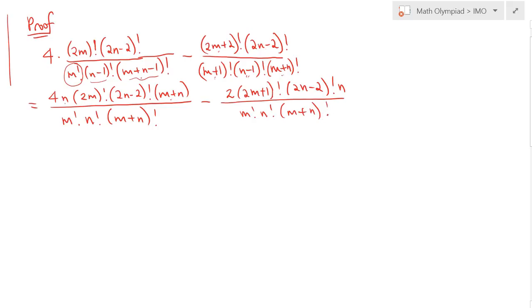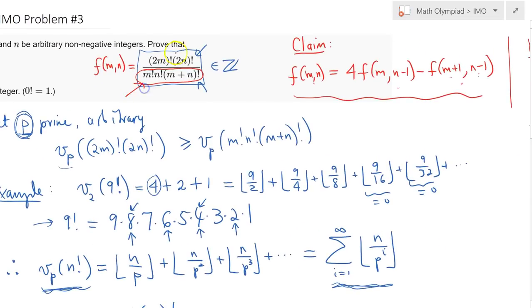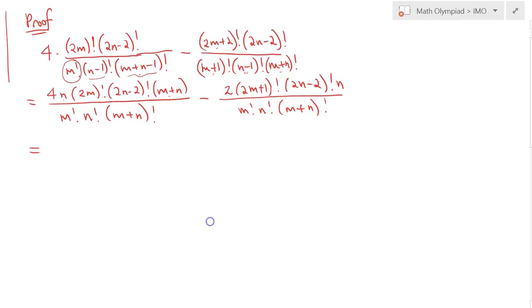How beautiful is that? So my denominator now matches the denominator of the original expression that I want. All I need is to show that the numerator is indeed (2m)! times (2n)!. So let's keep working on that. I no longer need to worry about my denominator, so let's just write it up front, n! (m plus n)!.